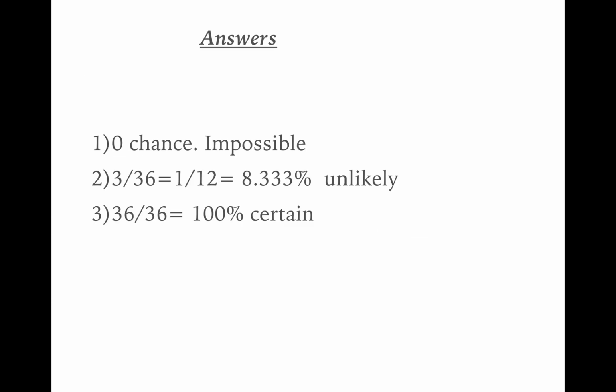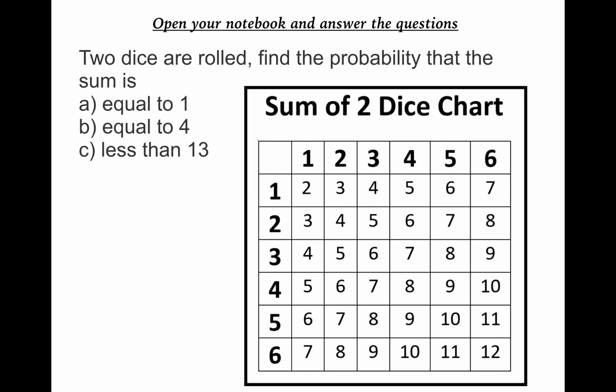So first question, to get the sum of 1 is impossible because every time you roll the dice, the smallest number is 1, so the smallest combination would be 2. If we go back here, there's no 1 there. 2 is the smallest number.